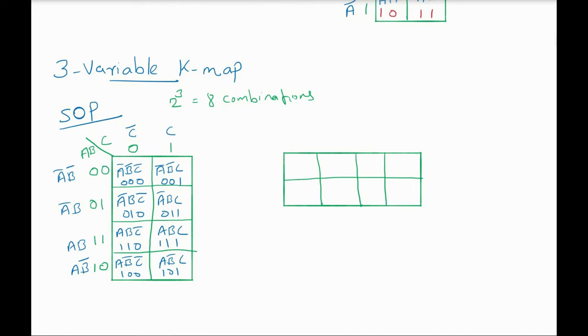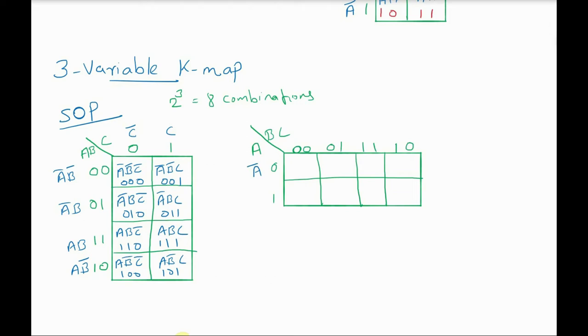Anyway, you will get the correct answer. Since there are only two rows, we use only one variable here and the other two variables here. So this is 0, this is 1. B is 0, C is 0; B is 0, C is 1. Next one is 1, 1. Use the gray code, then 1, 0.